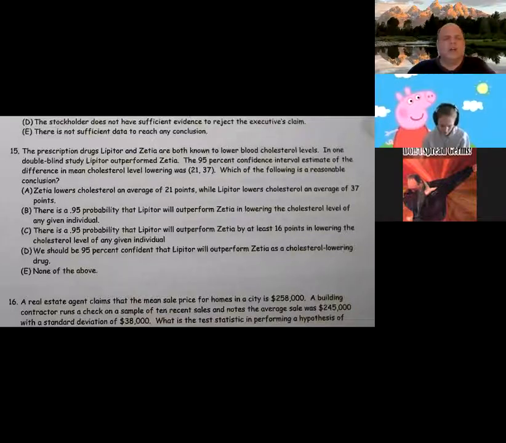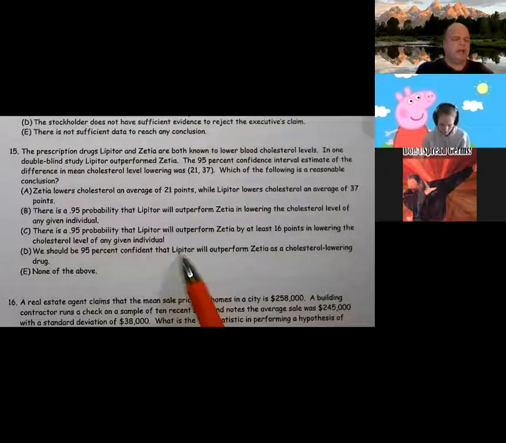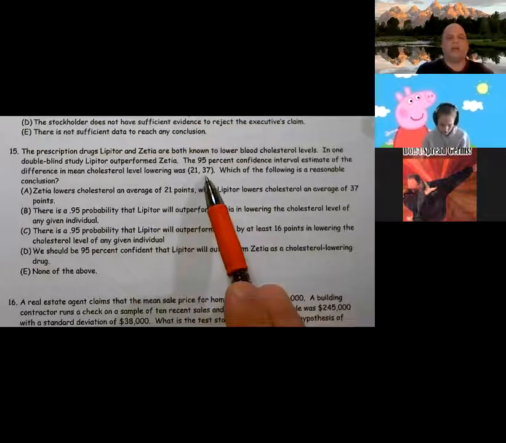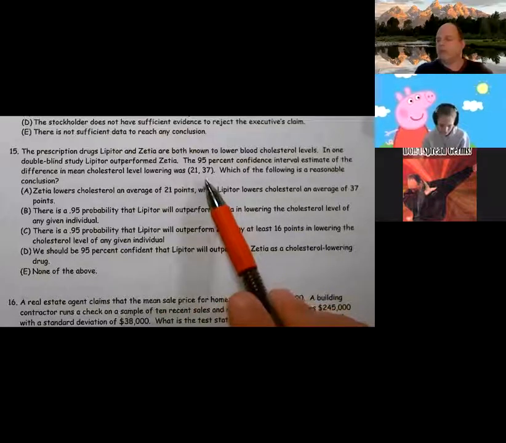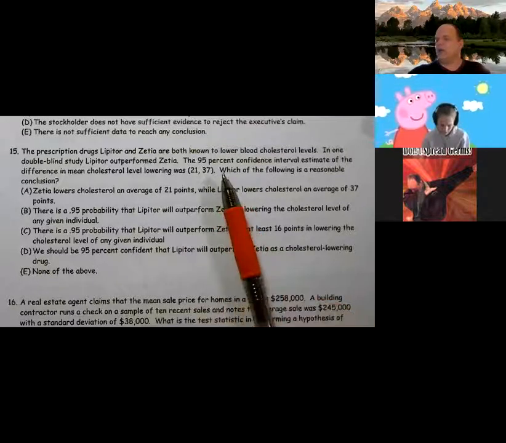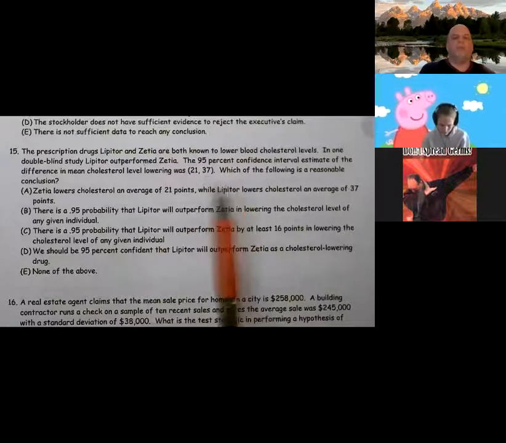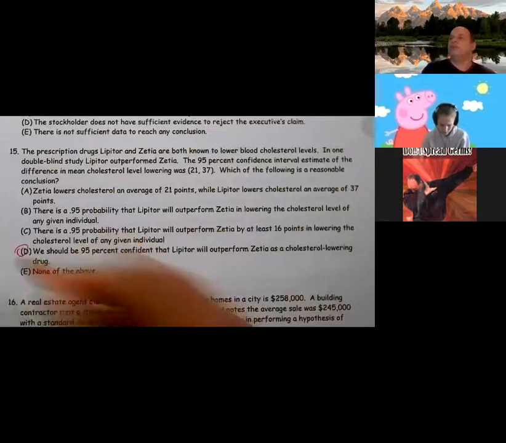The other thing is we're 95% confident that we will capture the true population mean. In this case, because this interval does not contain zero, we're 95% confident that Lipitor will outperform Zetia, because zero is not in there.